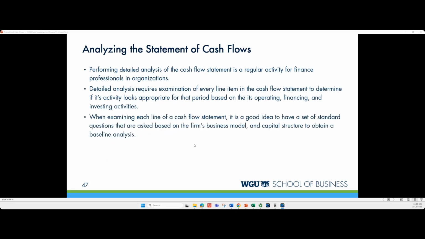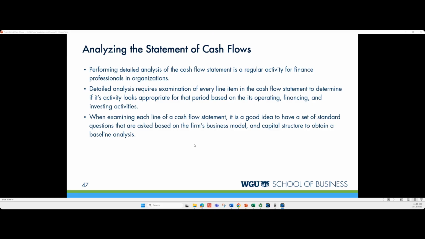Okay. So if the calculations make sense, the next thing to talk about is analyzing the cash flow statement. Analyzing cash flow statements is a regular activity that finance professionals perform. When we do that, we're looking at every line of the cash flow statement to determine if the activity looks appropriate and if we are seeing reliable information. We're also looking to see if too much cash is being generated from accrual activities, which means that the firm really doesn't have the amount of cash it truly needs to fund its day-to-day operations.